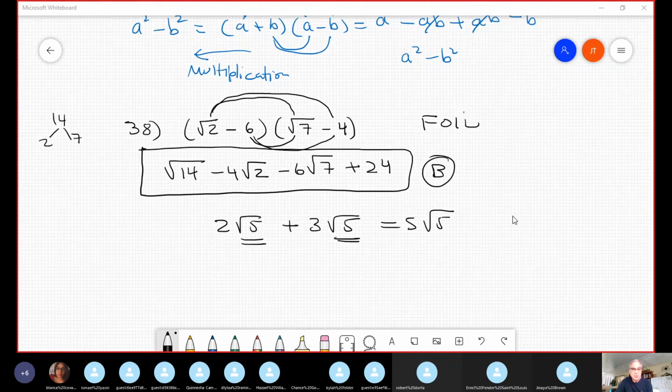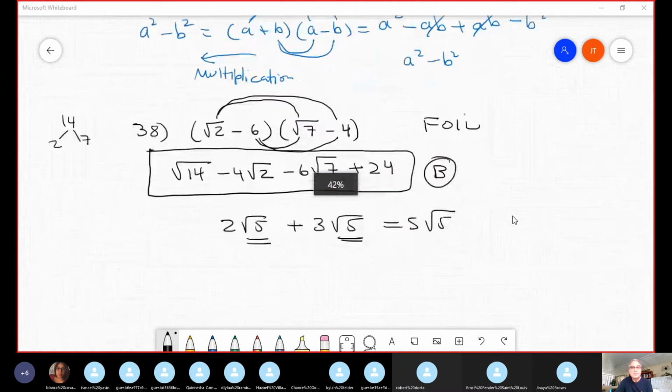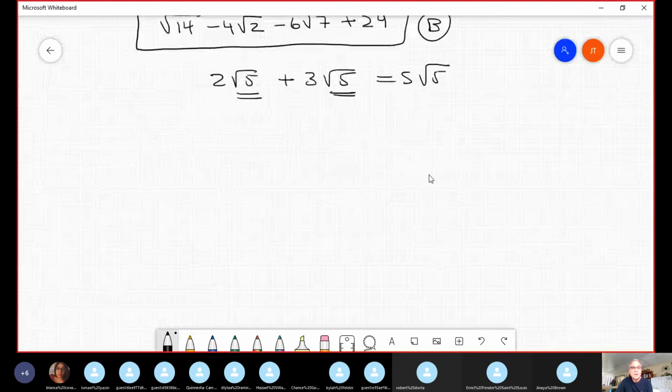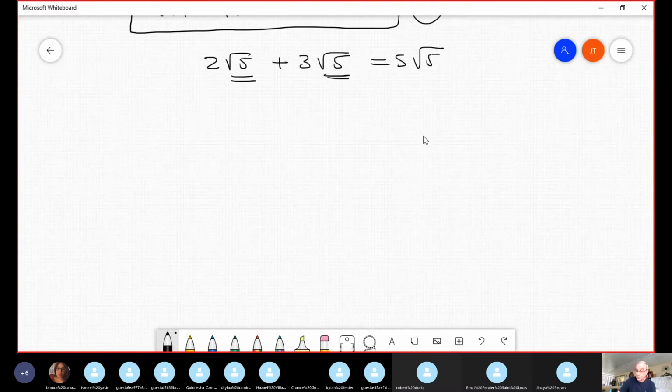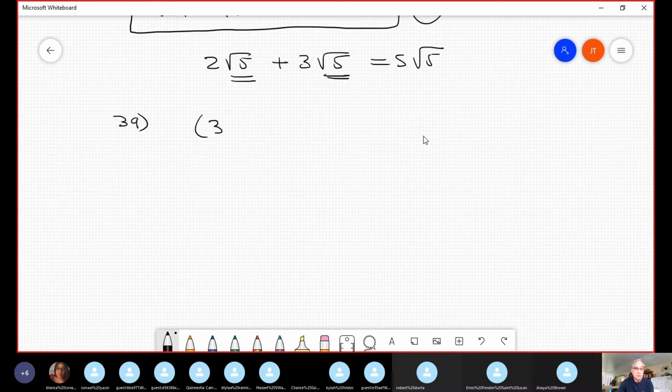Let's move on to question 38. 39, sorry. Well, 39 is similar. 39 is 3 plus radical 2, squared. This is equivalent to saying 3 plus radical 2 times itself. Because it's a square, it's the same, its twin brother, no? And you FOIL.